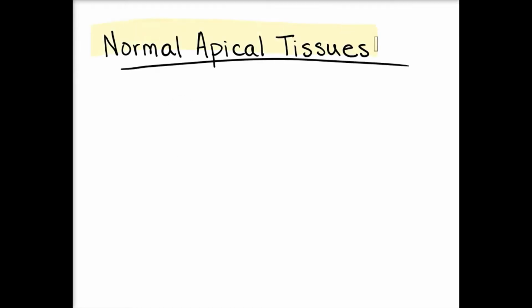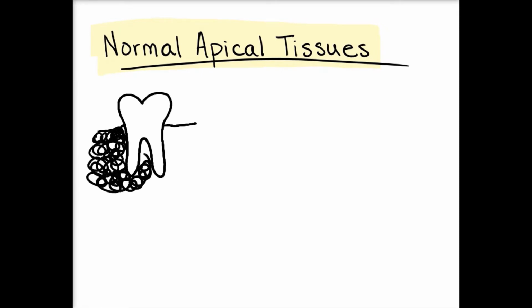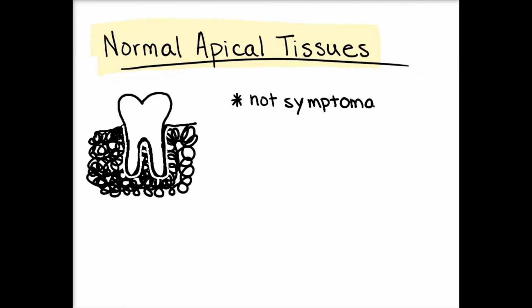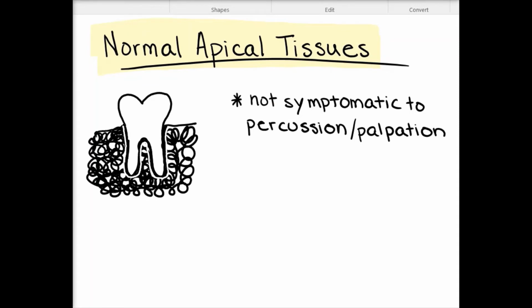The first diagnosis we'll take a look at is normal apical tissue. Here I'll draw a little schematic of a radiograph with trabecular bone, the radiolucent PDL space, as well as the radio-opaque lamina dura that surrounds it. This type of tooth is not sensitive to percussion or palpation tests. So I'll draw a little green arrow to show that it's okay in this way.